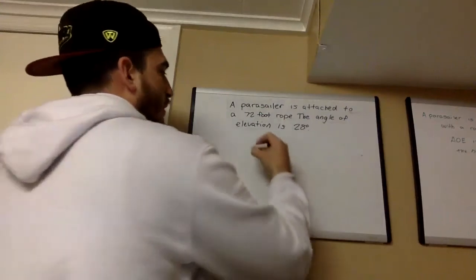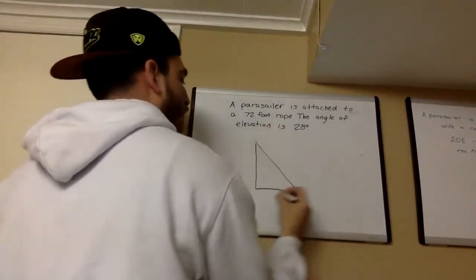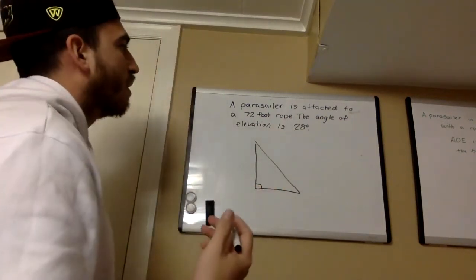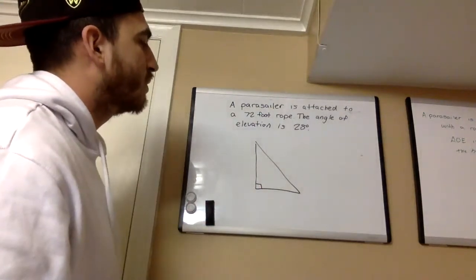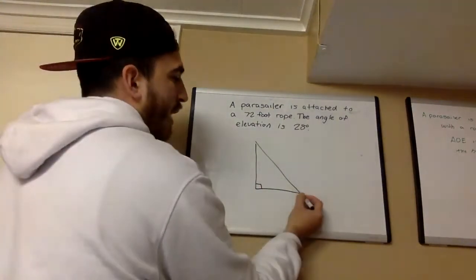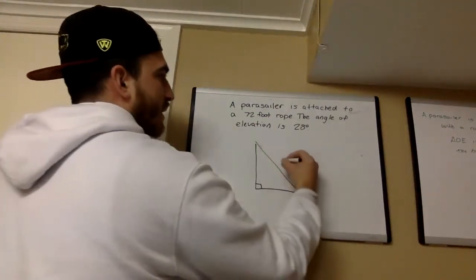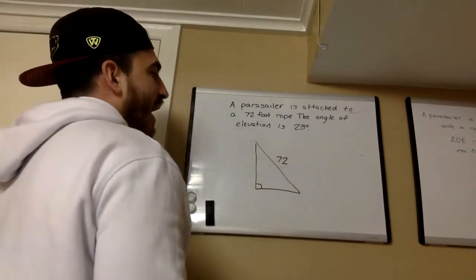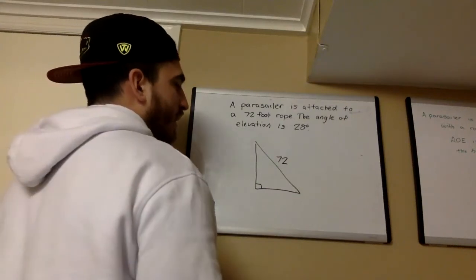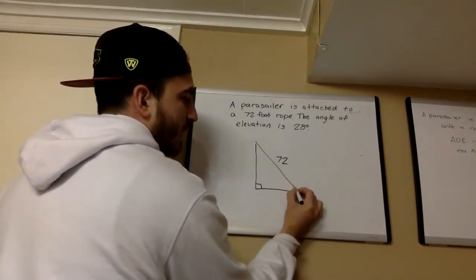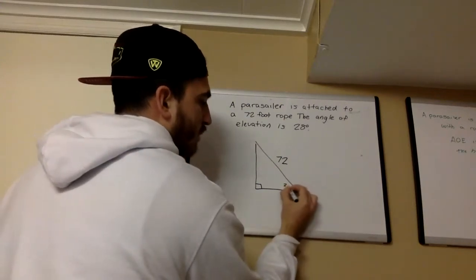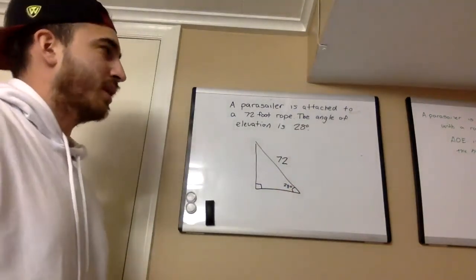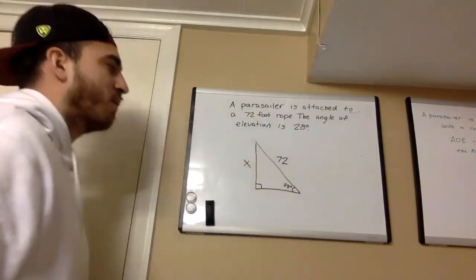So what you're going to do is that you're going to create your right triangle. So I have my right triangle. It's right here. They say that the length of the rope is 72 feet. So if you just think of a boat and a parasailor is going to go directly up in the air like this, so that rope is going to be your hypotenuse, 72 feet. They say the angle of elevation is 28 degrees. So your angle of elevation is going to be at the very bottom. So that is going to be 28 degrees. And then lastly, they're asking you how high up is the person. So that is going to be this side over here.